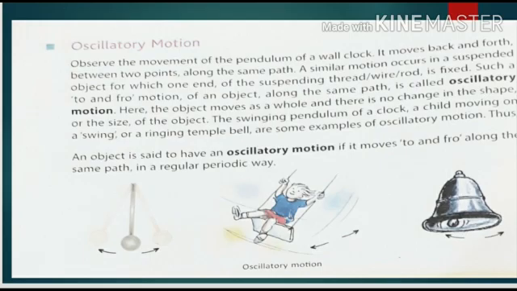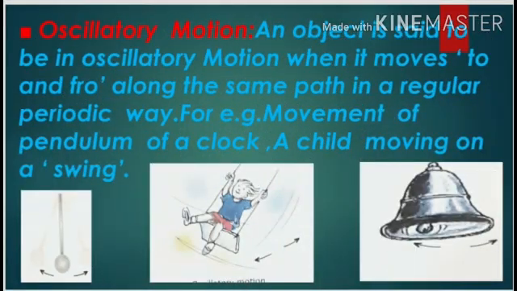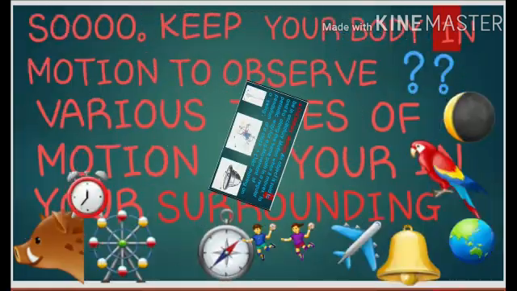In all situations, an object keeps on changing its position on the same path on a regular basis. Such type of motion is known as oscillatory motion. An object is said to be in oscillatory motion when it moves to and fro along the same path in a regular periodic way. For example, movement of a pendulum and a child moving on a swing.